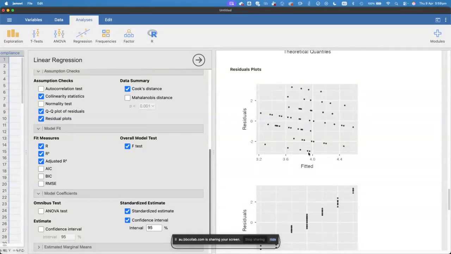Then we have the fitted versus residuals plot. Does anyone know what assumption this is assessing? The key assumption it's assessing? It's a long word. Hard to type probably as well, or spell. Any ideas? It's okay if you don't.